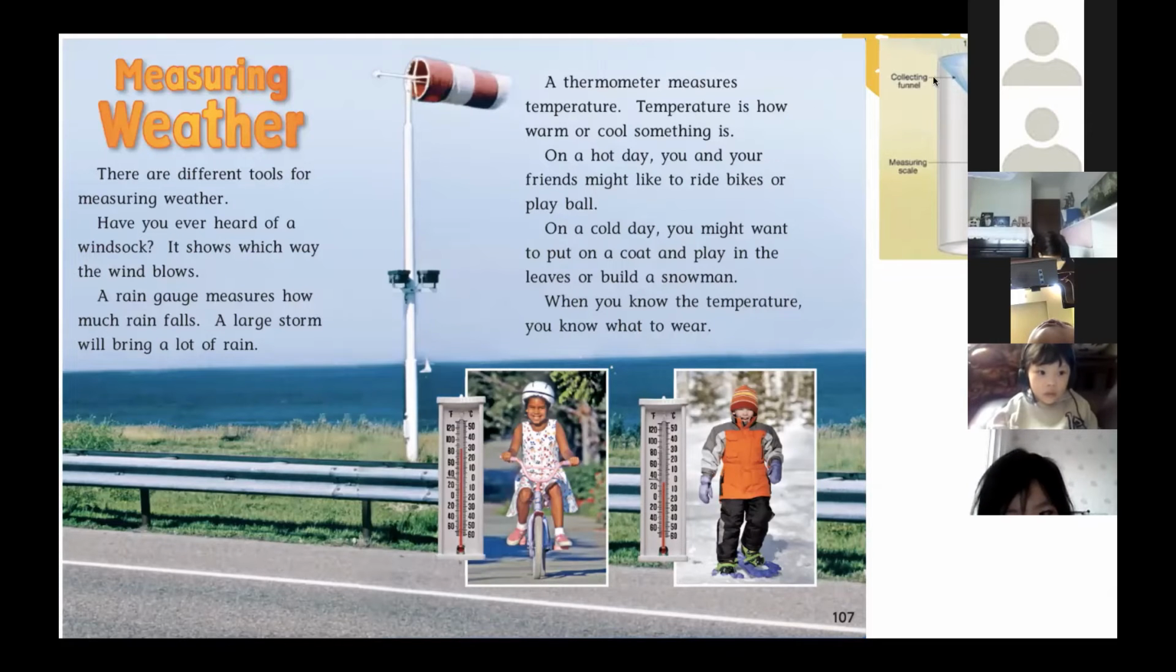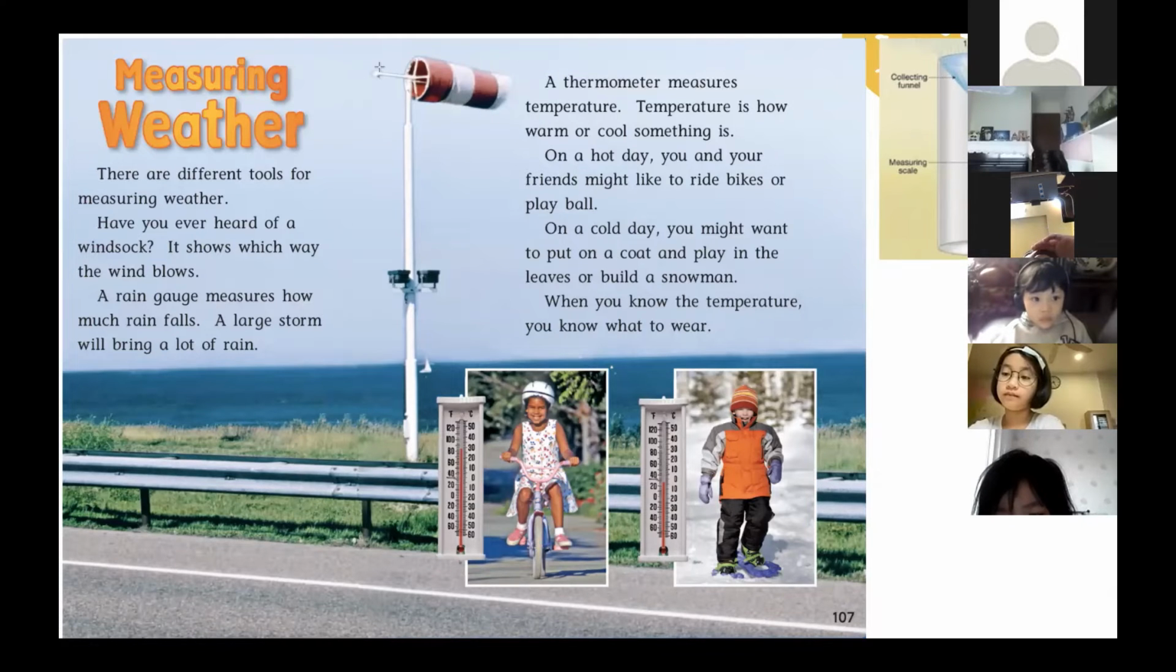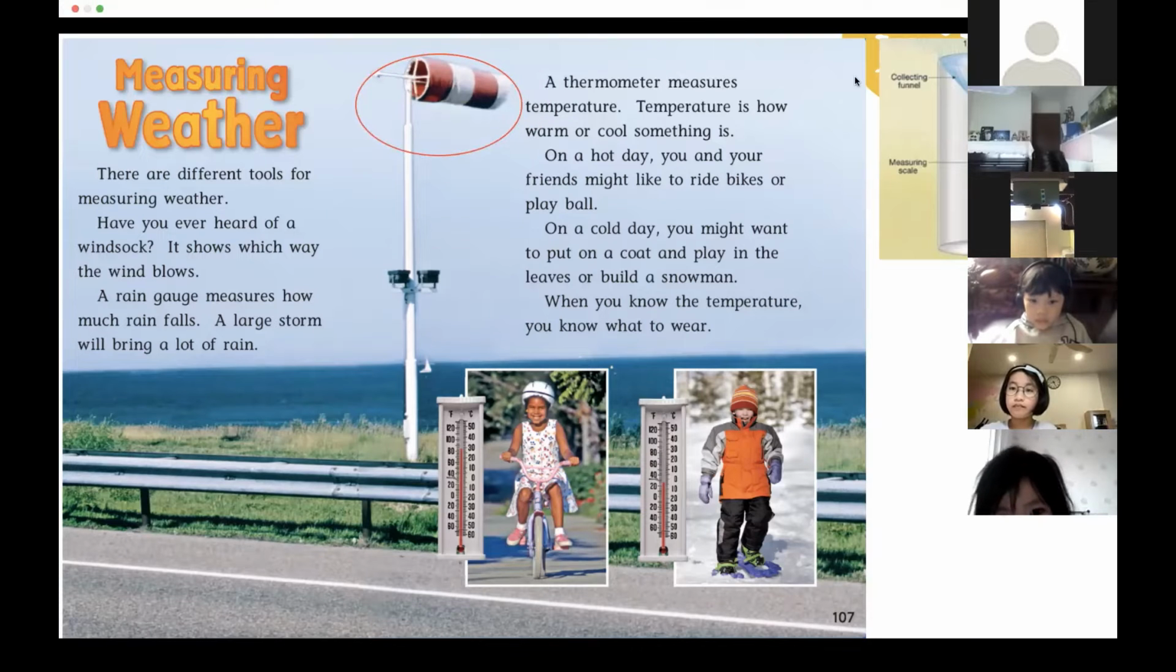So that's a rain gauge. And then over here in this picture, in the center of the screen, a windsock. This is a windsock. Very good. Over here, this is a windsock. And what does the windsock measure? The wind. Very good. So the windsock measures the wind.